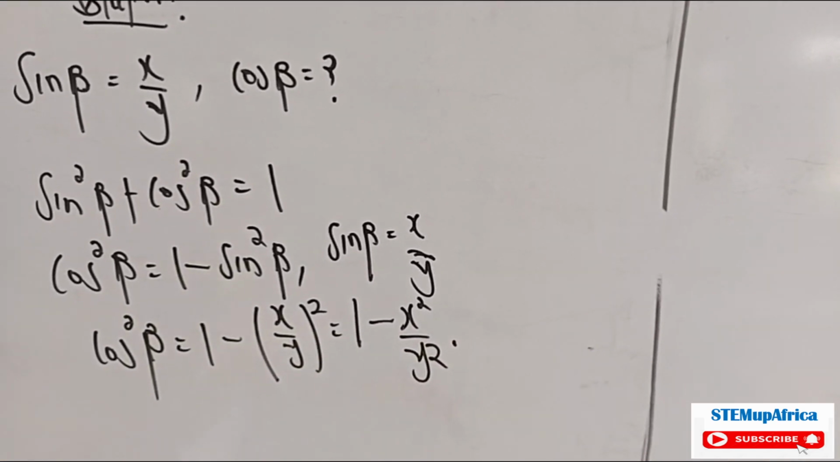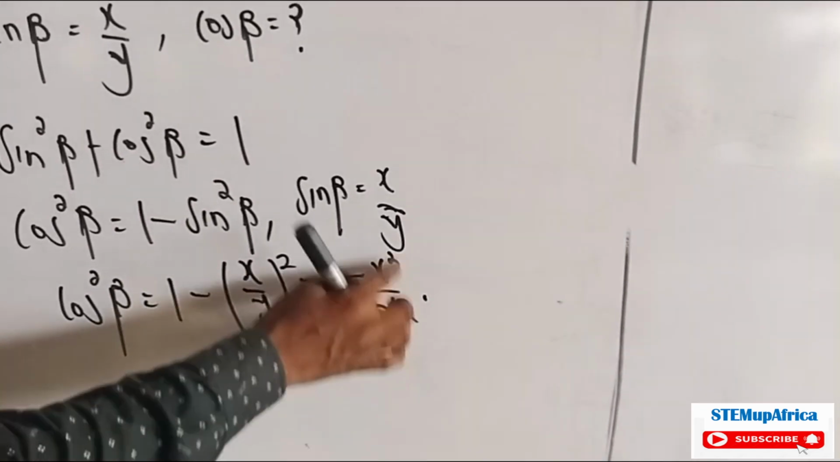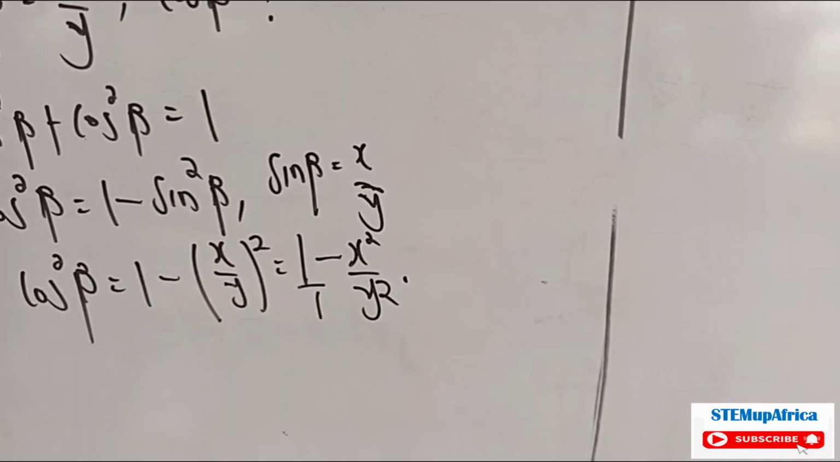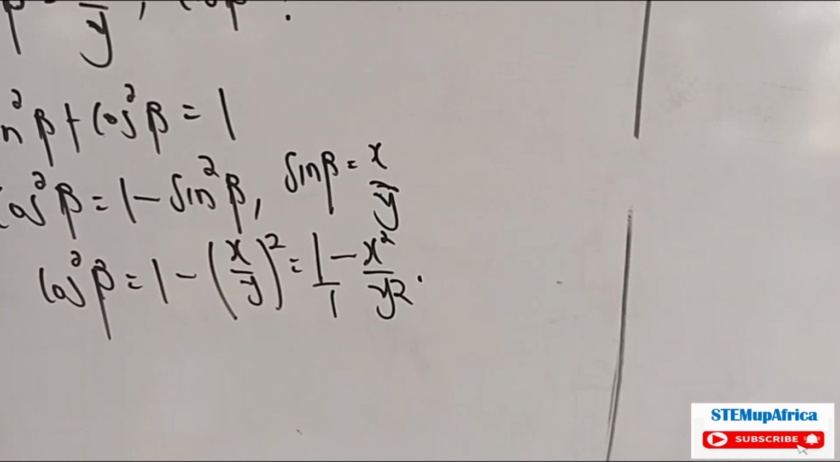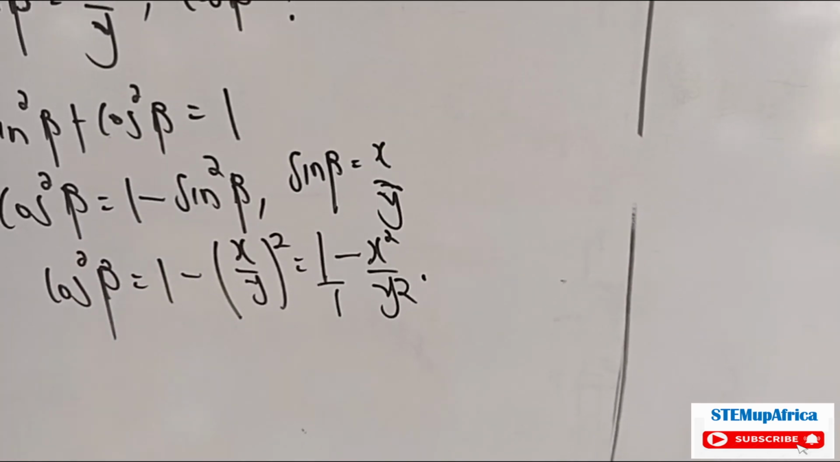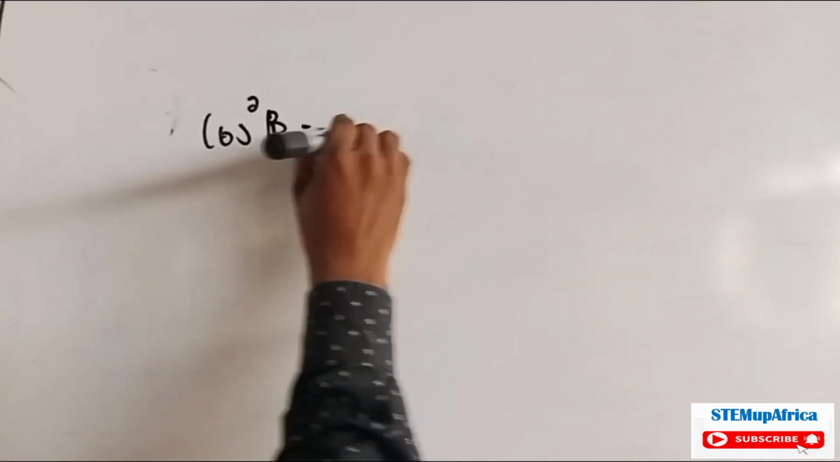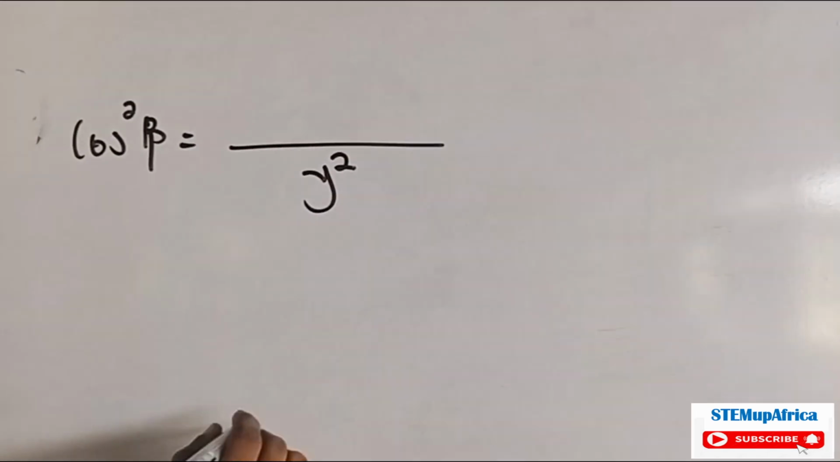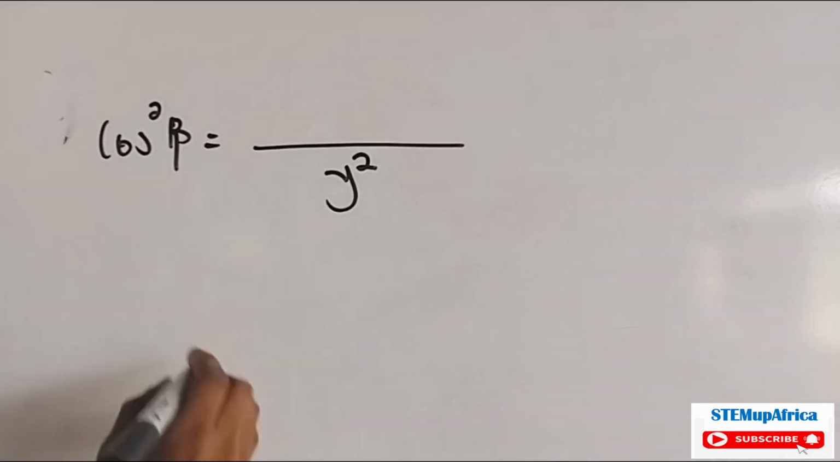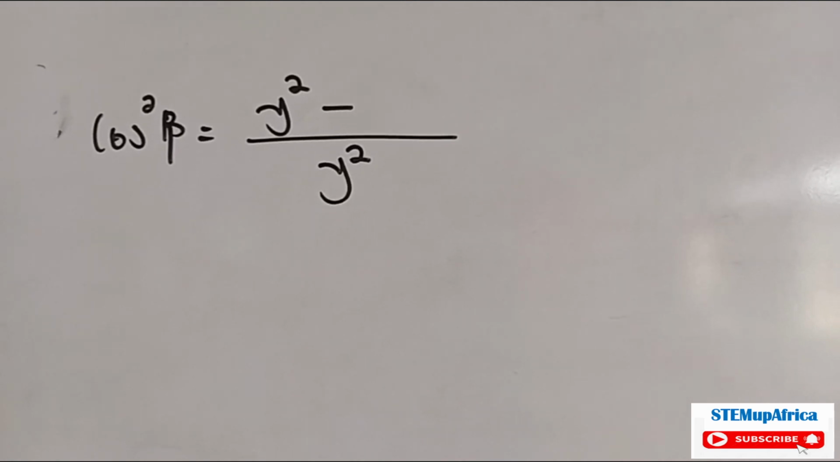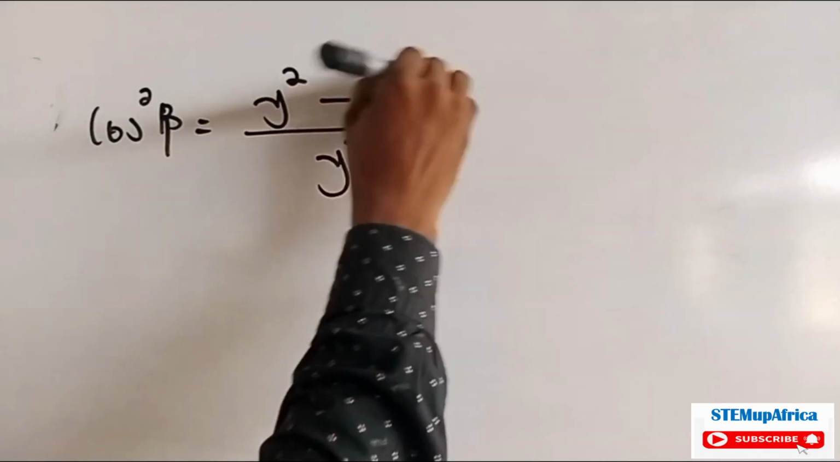So what happens from here? I can take the LCM, but this is a fraction and this one is not. So I can make it a fraction by putting it over 1, and with that I can take my LCM. So I will have cos square beta now. My LCM is simply y squared. So y squared into 1 will give us y squared times 1. I'm having y squared. Y squared into y squared is 1 times x squared. That will give me x squared.